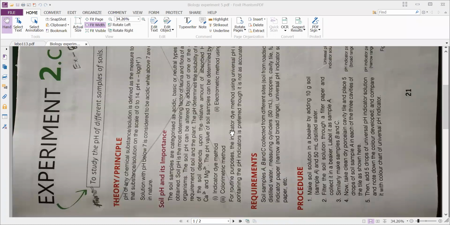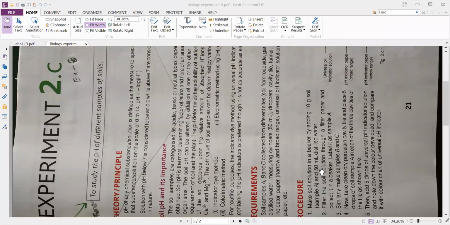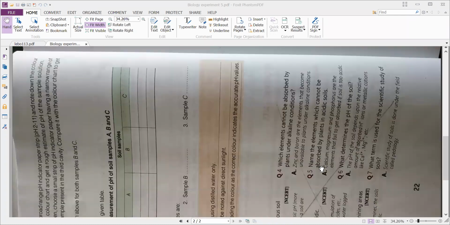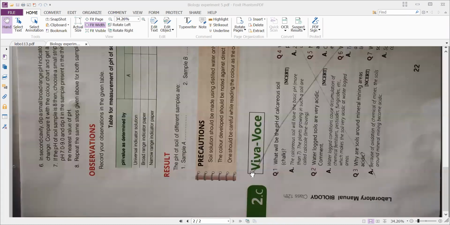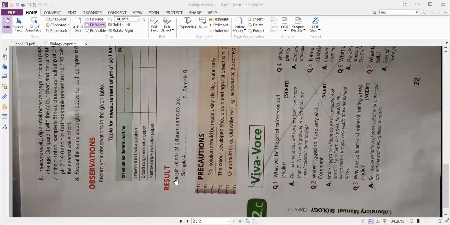In the header, next followed by that first aim, next requirements, and the next procedure, and next after procedure we have got observations. This observation table on the left side and the result on the right side, followed by precautions.